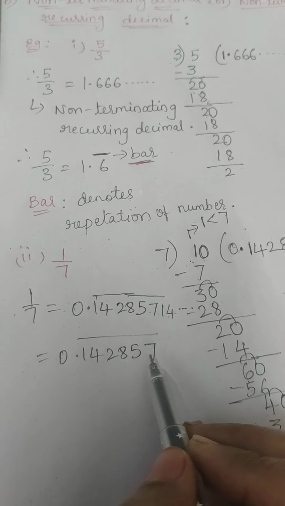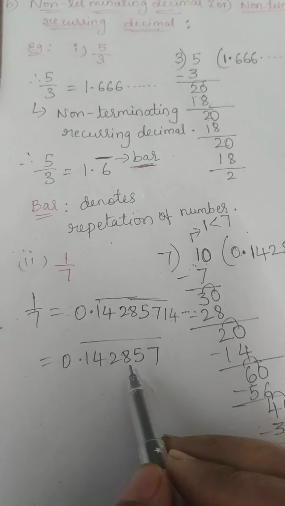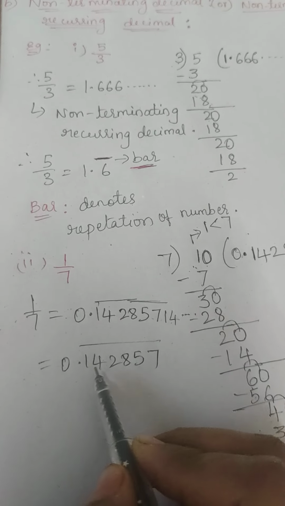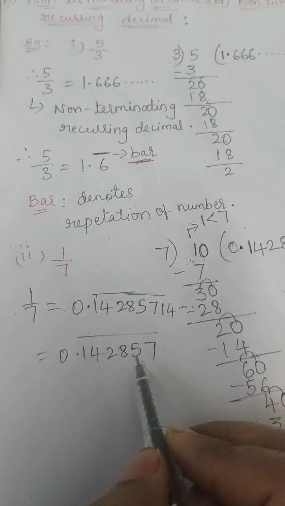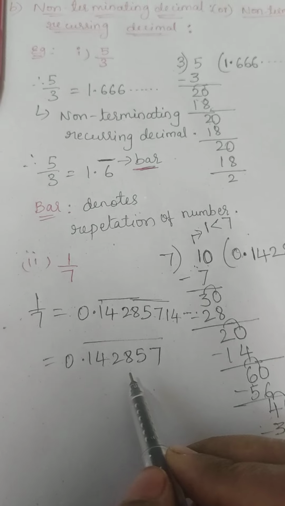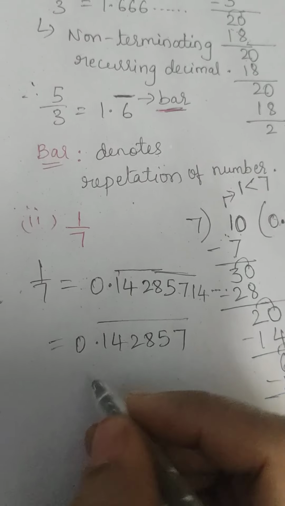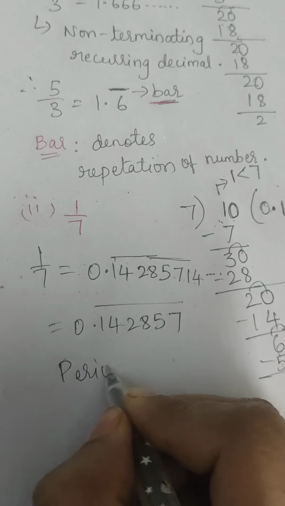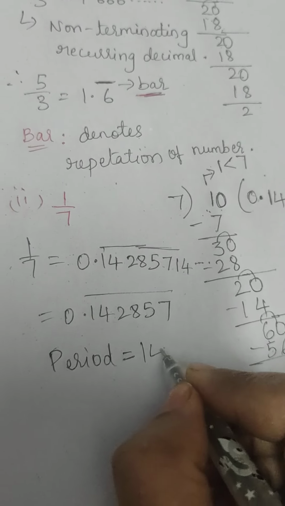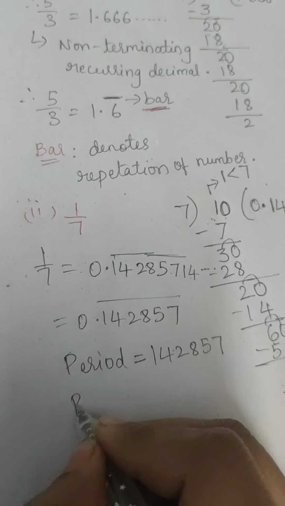And for this we have a new concept for non-terminating decimals, that is period and periodicity. What is period here? The numbers which are repeating. Here this is the repetition. This is the period. Now we will see the concept of period and periodicity. In this non-terminating decimal the repeating number is the period, 142857. This is the period.